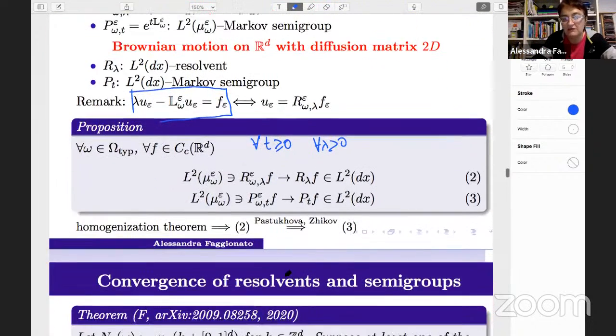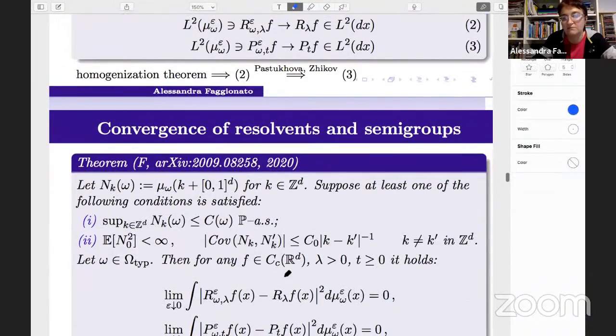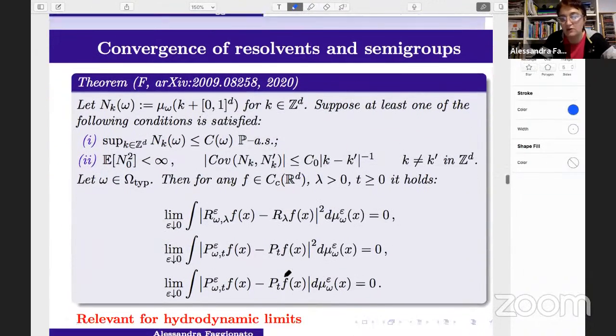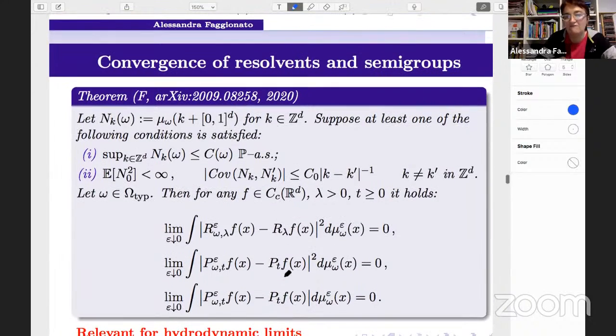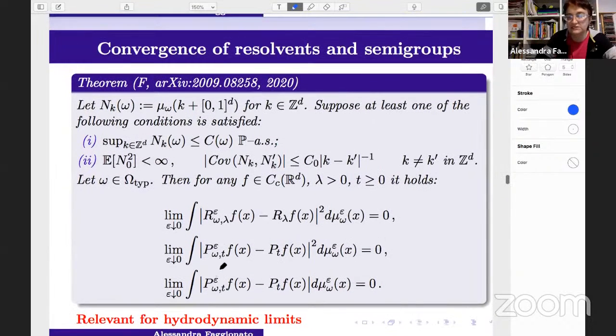Indeed, if you assume something more on the environment, we also have stronger forms, always weak, but stronger forms of convergence of the resolvent and of the semigroup. And these other limits are relevant for hydrodynamic limits. So the condition is the following. I recall that mu omega is the reversible measure for the random walk.